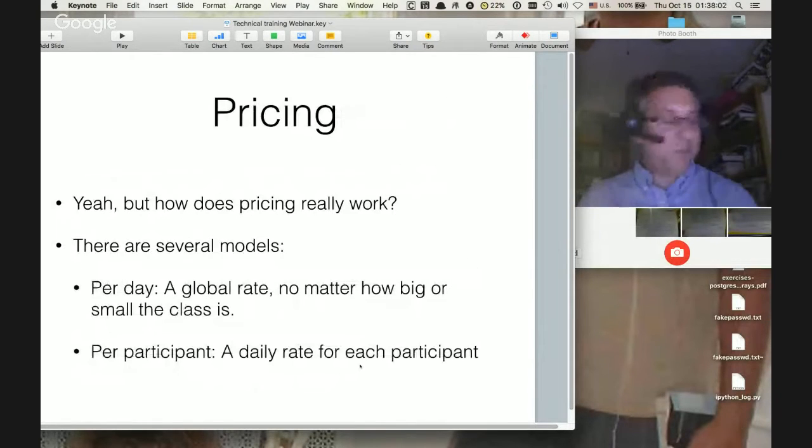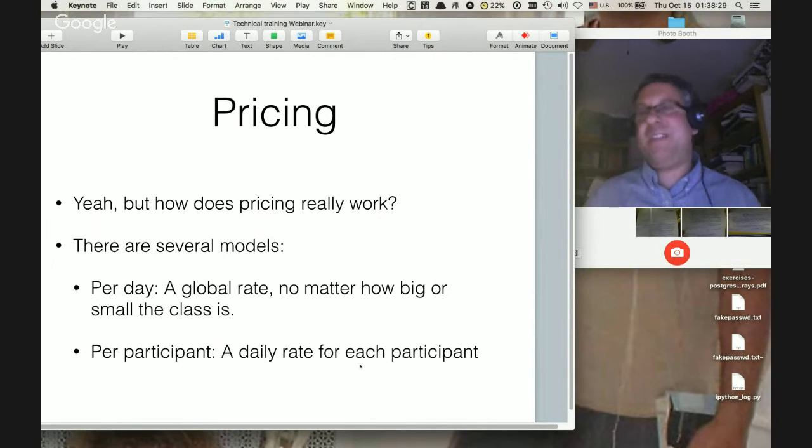So how does pricing really work? Okay, so there are two basic models. One is per day. So when you pitch to a company, or they want you to give them a proposal, you propose, I'm going to come and teach intro Python for 4 days, and every day, this is how much it's going to cost you. And it doesn't matter how big or small the class is. Typically, you'll say it's at least 7 people and no more than 16 people. And you can basically play with the numbers as you see fit.